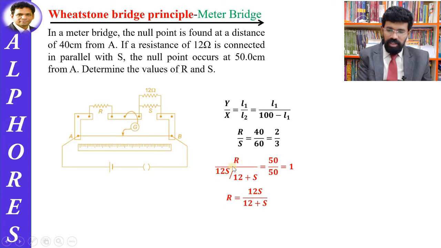From this, by cross multiplication, R can be written as R is equal to 12S by 12 plus S. Now I can replace this R in the earlier equation. If R is replaced with 12S by 12 plus S, we get 12S by 12 plus S into S, where the denominator S also appears, is equal to 2 by 3. Now we can simplify this to find the S value. The S value comes out to be 6 ohms. Once you obtain the S value, you can substitute it here and obtain the value of capital R. It comes out to be 4 ohms. So that's how this problem can be handled.